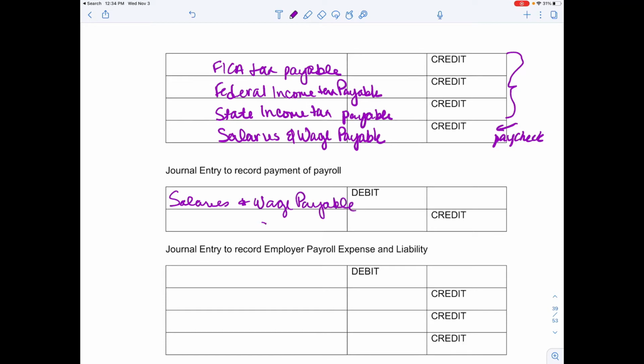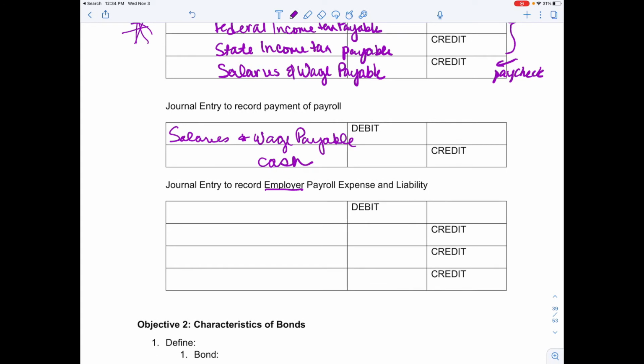And credit that cash. That's for the salary piece of it. And we're going to have to go ahead and record the other pieces. Remember, when we talk about our federal and state income taxes, this whole piece here is the portion that the employee is getting out of their check. There's another portion of it that the employer has to pay. So we need to record that part as well. That's our payroll tax expense.